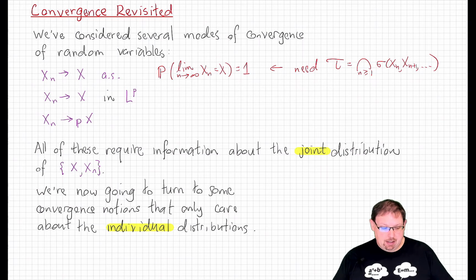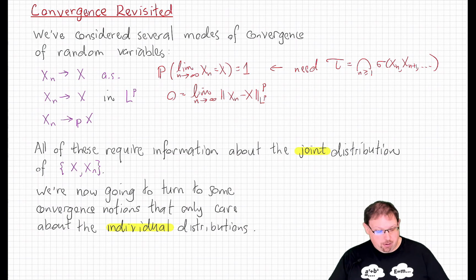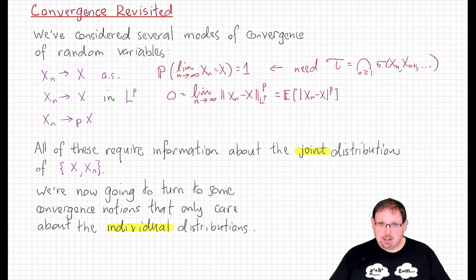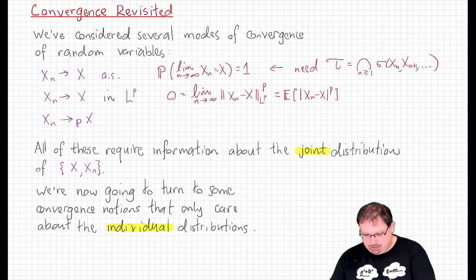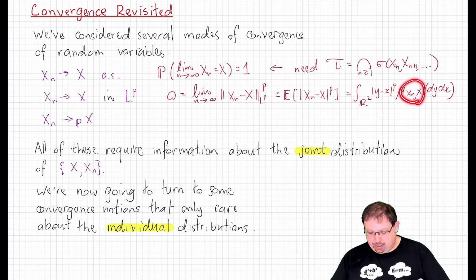Now LP and convergence in probability don't require as much information, but they still require information about the joint laws of Xn and the putative limit X. Convergence in LP means that the LP norm of the difference between Xn and X tends to 0, or the pth power of it if we prefer. That's just the expected value of the difference between Xn and X to the pth power, and we can use the change of variables formula for the pair (Xn, X) to write that as an integral with respect to the joint law of Xn and X.